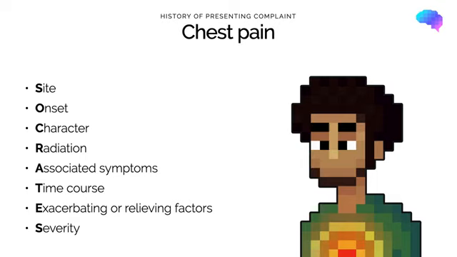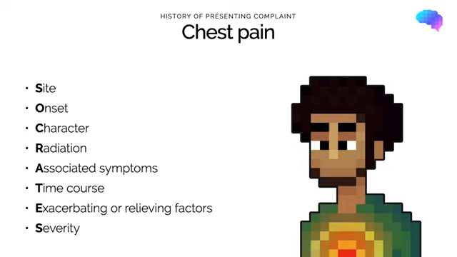Next up, we need to explore the character of the pain. So some useful questions to figure this out might include, how would you describe the pain? Is the pain sharp or more of a dull ache? Chest pain associated with myocardial infarction is typically sharp in nature and is often associated with a sense of pressure on the chest.